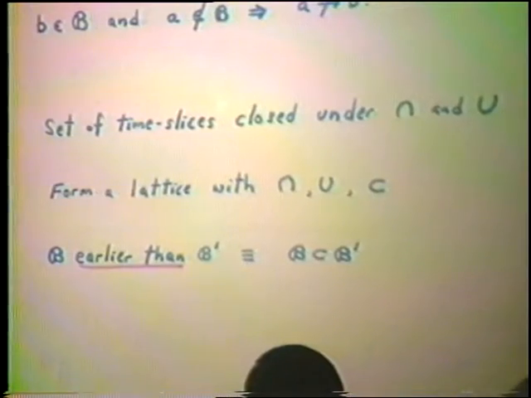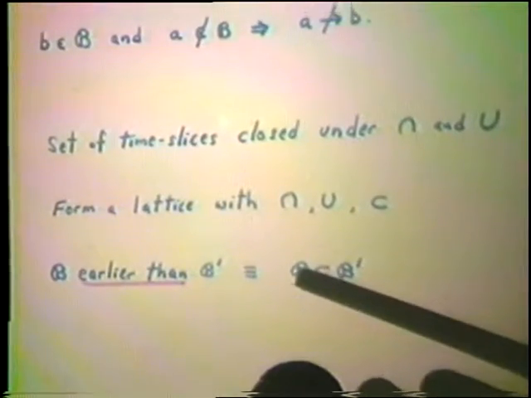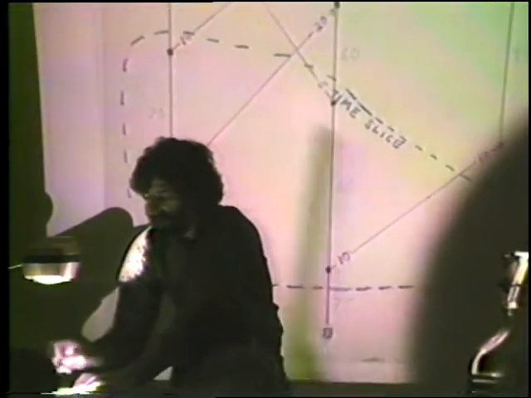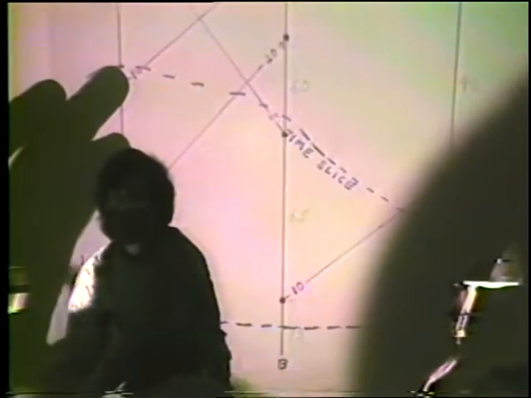Anyway, what is of interest is the notion of one time slice being earlier than another means that all the events in one are contained in all the events in the other. Intuitively, if you think of the time slice as being the leading edge of this set, then earlier than means that one of these leading edges lies strictly below the other. They don't cross over.